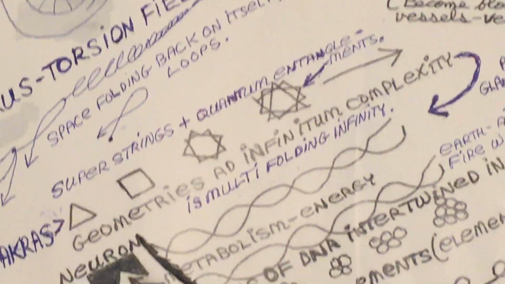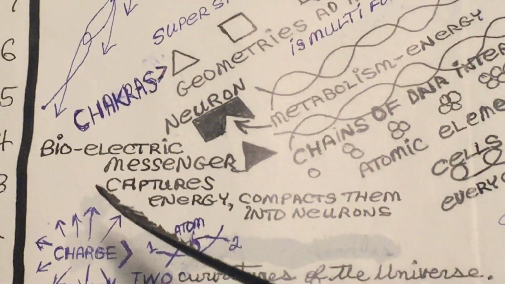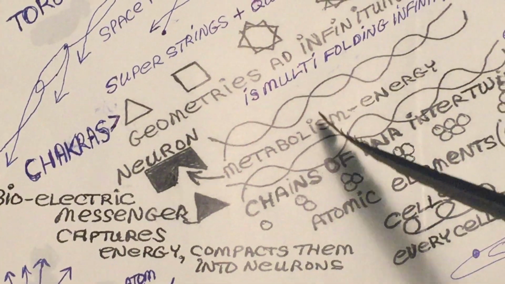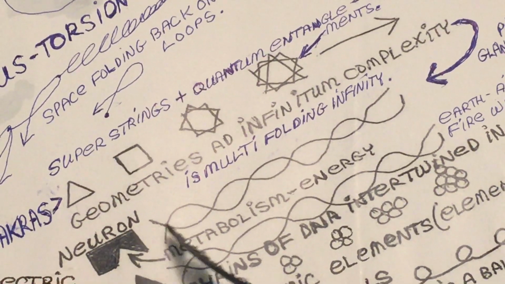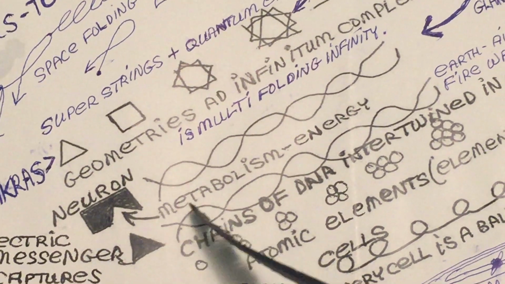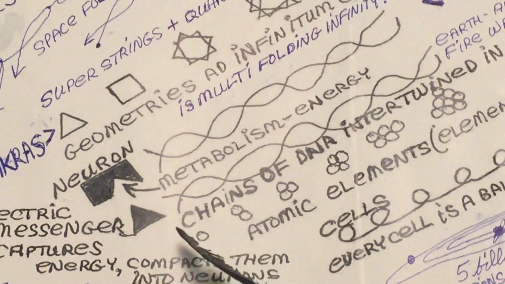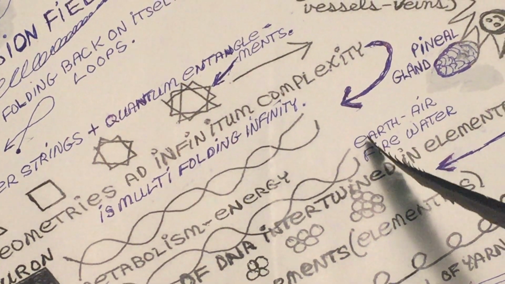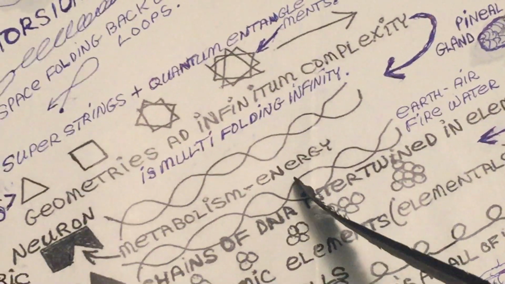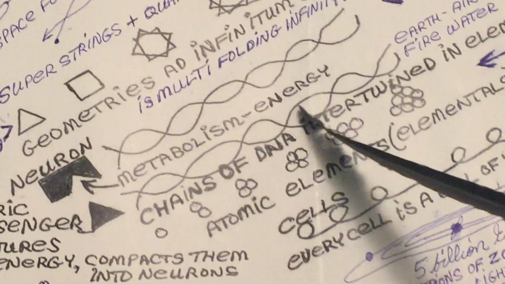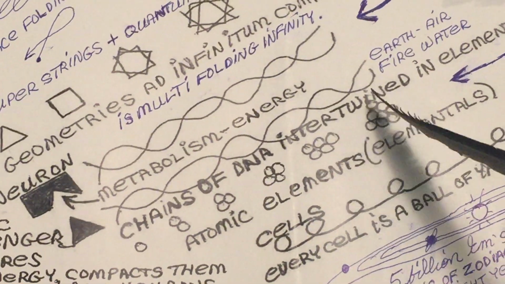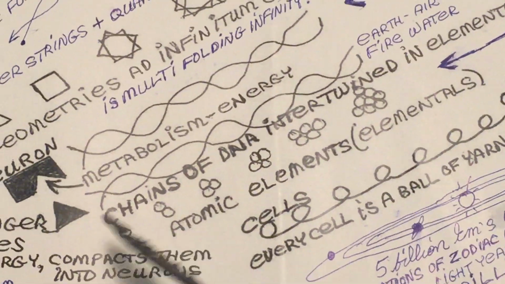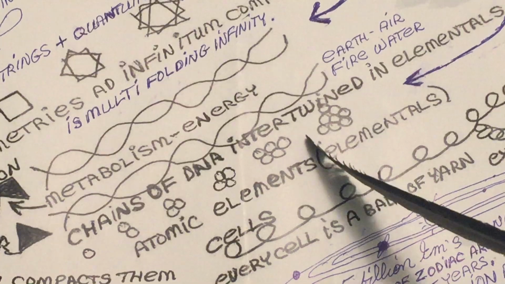As we see in complexities, we see that the neuron, the metabolism and energy increases within the neuron. The energy flows through in there. We have the elemental forces of the earth, air, water, and fire within us. We see the chains of DNA intertwined in elementals. Again, it's interwoven into the very atomic structures.